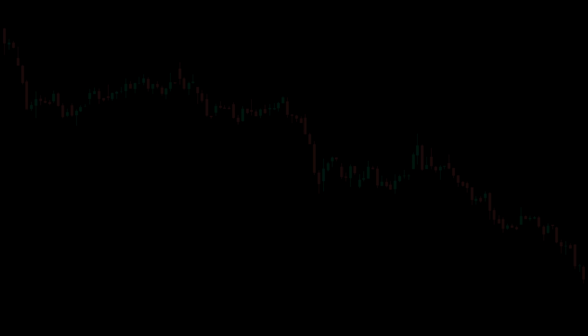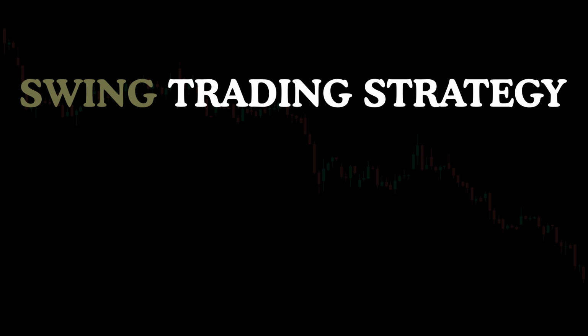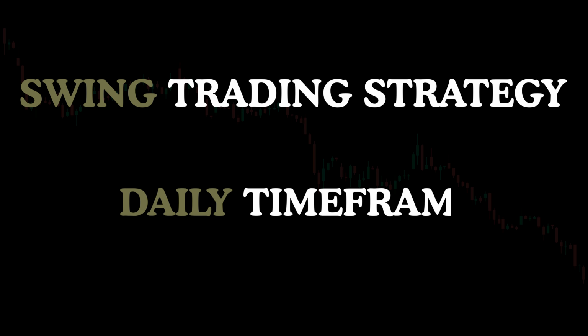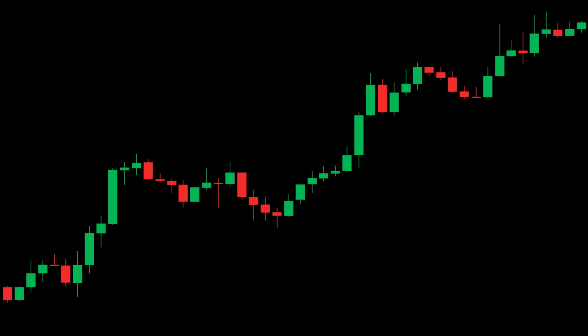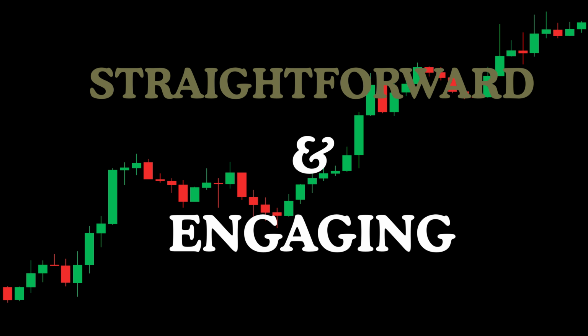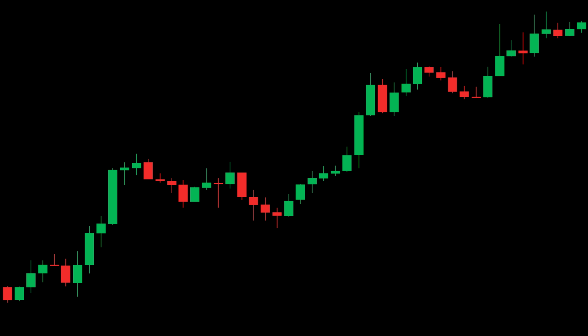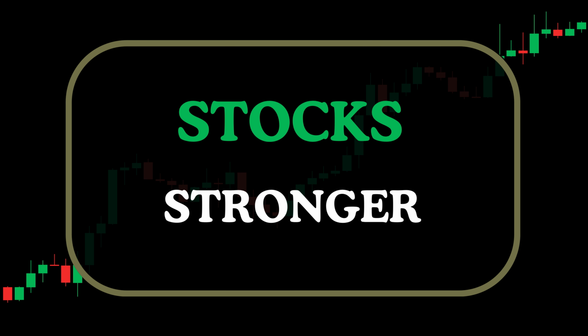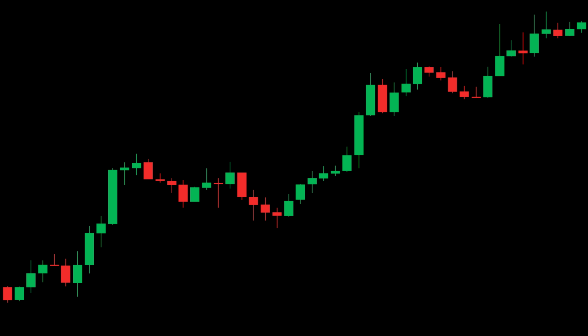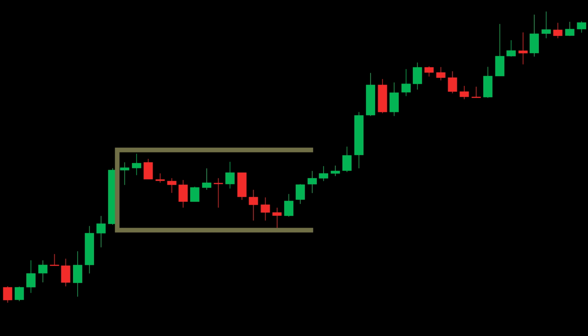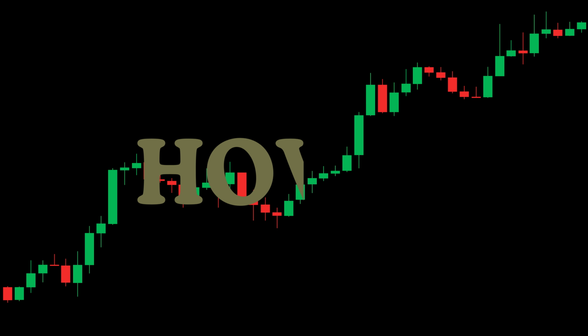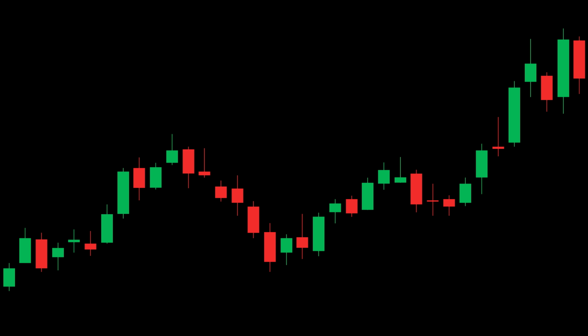Here, we are discussing a swing trading strategy, so we will be analyzing our stock chart on the daily time frame. This strategy is quite straightforward and engaging. Our initial task is to locate stocks that are fundamentally strong according to our criteria. After that, we will observe each stock on the daily chart and attempt to draw the Darvas box. When the price breaks this box, we will take our trade entry. But the question is, how do we draw the Darvas box? Let me explain this in a simple manner.